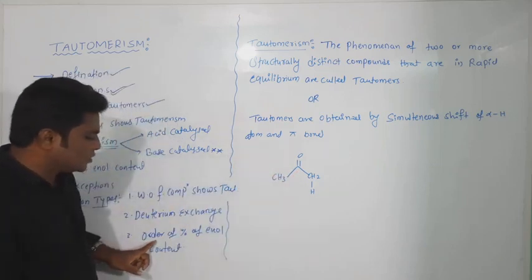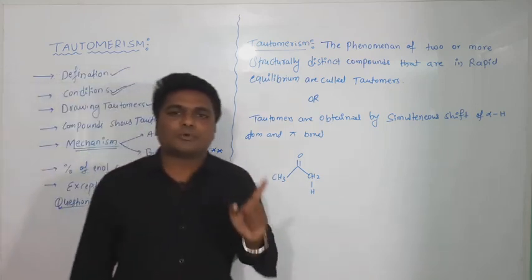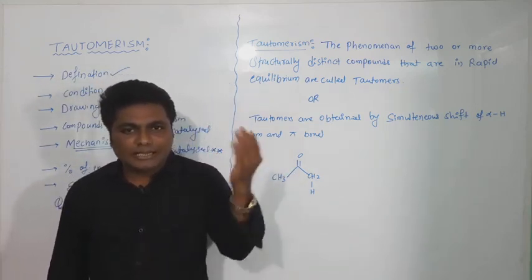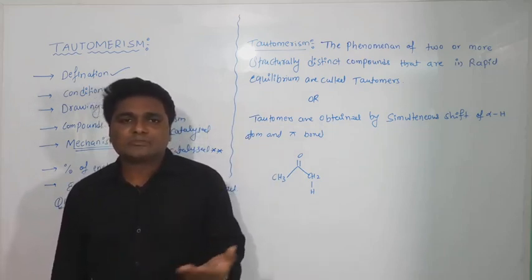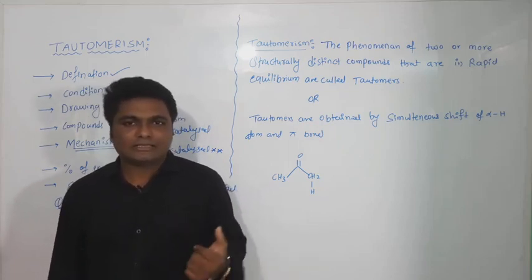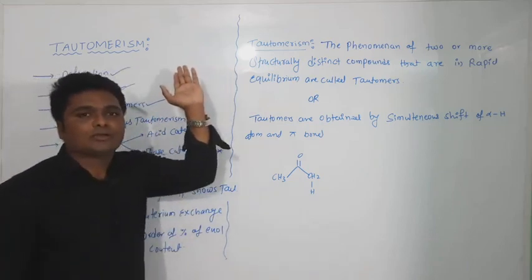And the third type is the order of percentage of enol content. They will give four compounds and ask you to arrange the following compounds in decreasing order of percentage of enol content. Sometimes they will ask which of the following has maximum enol content, like that. Okay. Now let us have a look at tautomerism.